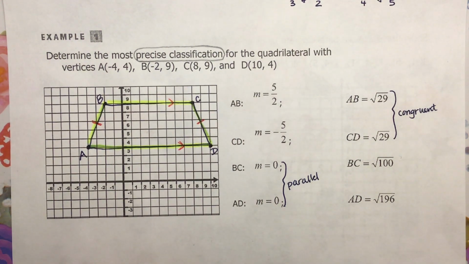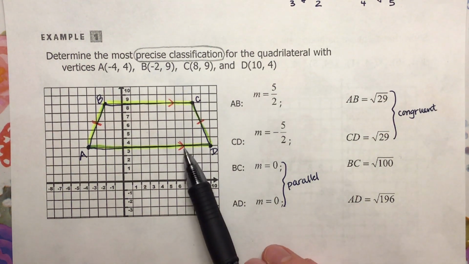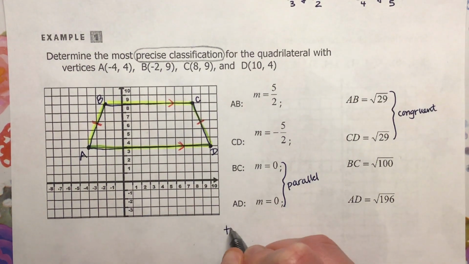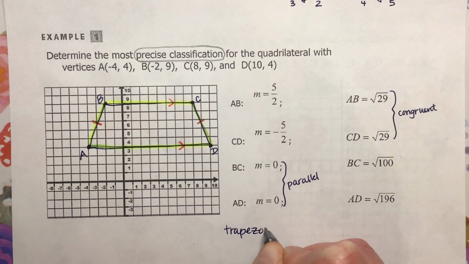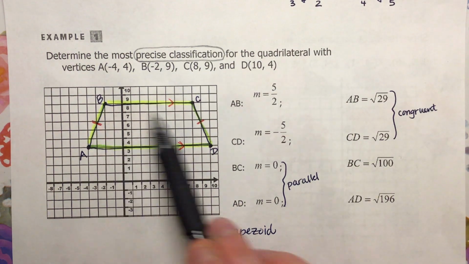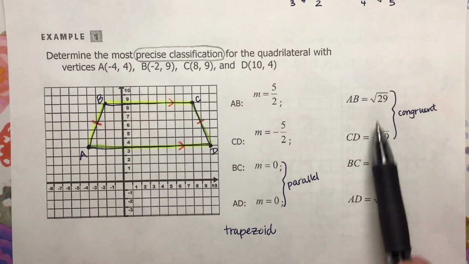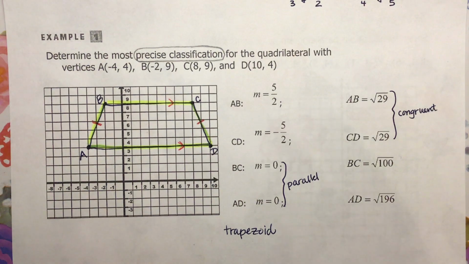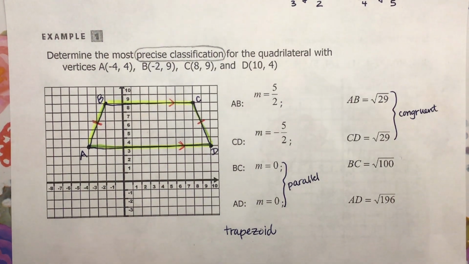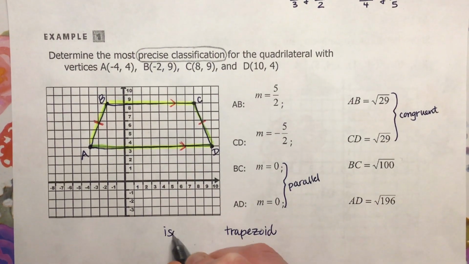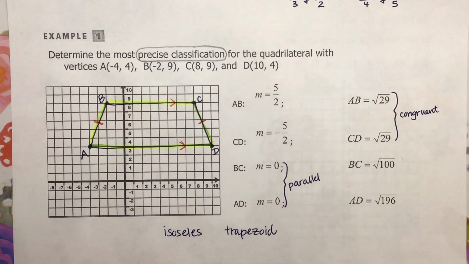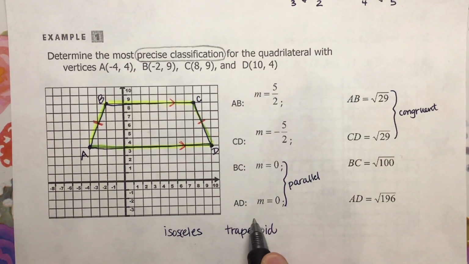Those are not congruent. So I have one pair of congruent legs and one pair of parallel sides. Because it has one pair of parallel sides, I know it's a trapezoid. And because its legs are congruent, I knew they were congruent because they're the same length right here, it is an isosceles trapezoid. So I am going to put isosceles in front of that, SC. There we go. I was wondering where my error was. Isosceles trapezoid.